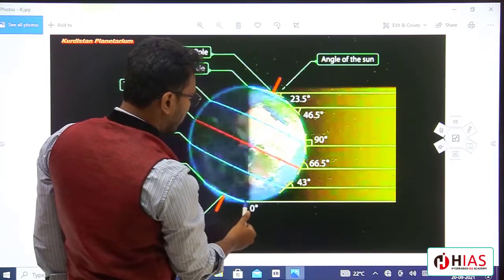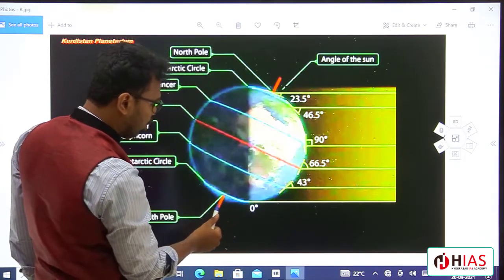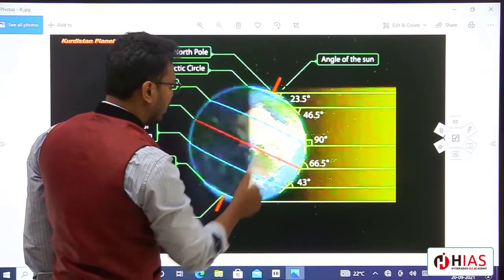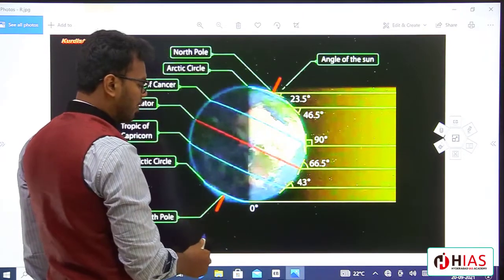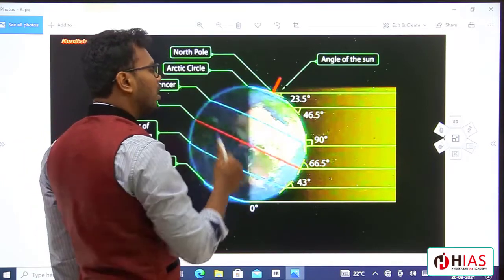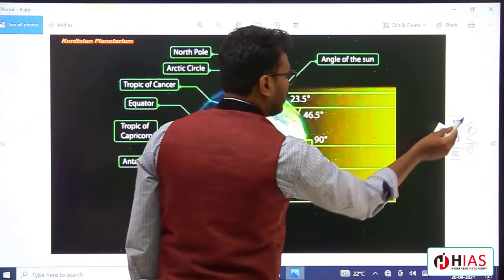See, this is the South Pole and this is the North Pole. This red line is the South Pole, this red line is the North Pole. This is completely under the sunlight, this is completely away from the sunlight. So that means 24 hours you can see darkness over here and here 24 hours you can see sunlight. So what is happening, I'll just tell you an example.